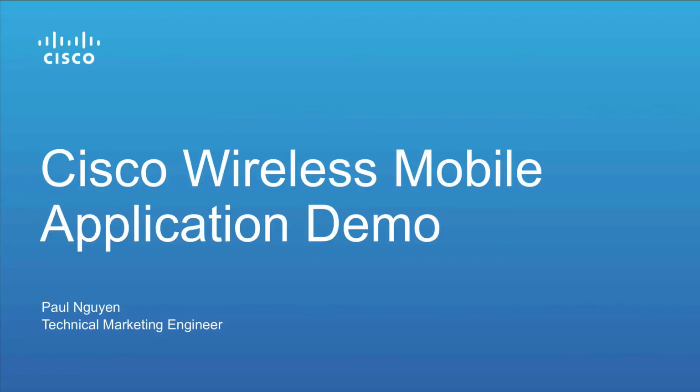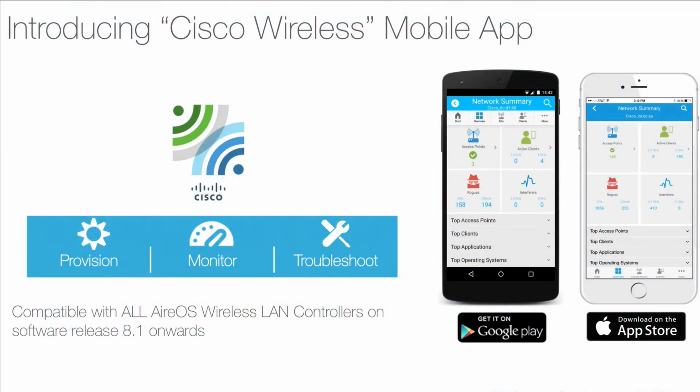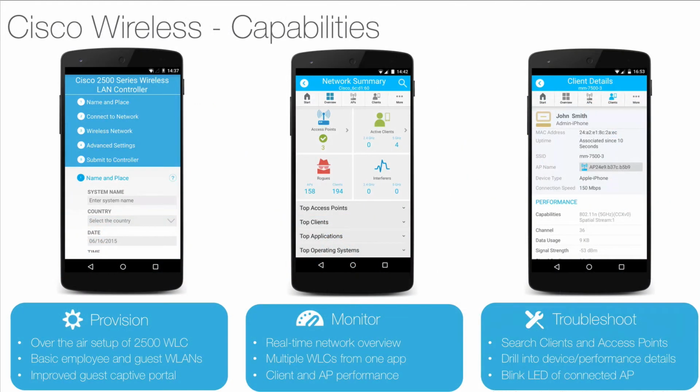This video is to demo Cisco's latest wireless mobile app. The Cisco Wireless mobile app is available as a free download, both on an Android as well as an iOS mobile device. With this wireless mobile app, an administrator can benefit from a clean and highly usable graphical interface to easily provision a new Cisco Wireless network or monitor and troubleshoot an existing one over a local network or remote VPN.